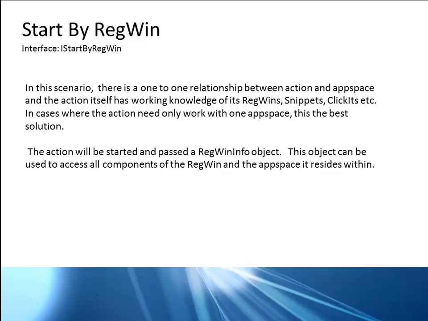This is often a good choice when you're building an action that is doing something specific to an application screen. For example, it's doing manual data entry into a certain piece of software. In that case, where the action itself is inextricably linked to the application that it's working on, then there's no need for any loose coupling, and start by RegWin is the best answer.